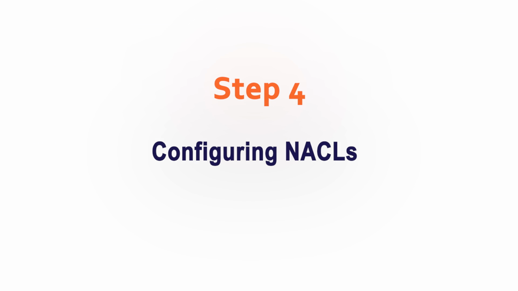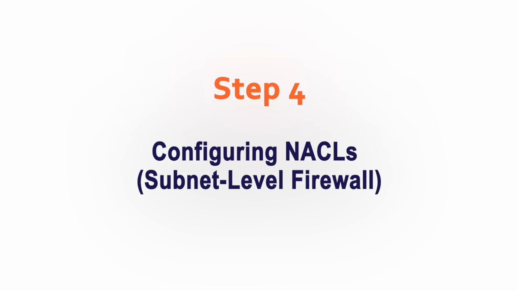Step 4. Configuring NACLs, subnet level firewall. While security groups control traffic at the instance level, NACLs, network access control lists, control access at the subnet level. Think of them as a security checkpoint at the entrance of a neighborhood where all traffic is reviewed before reaching individual houses. Unlike security groups, NACLs process rules in order, from the lowest numbered rule to the highest.